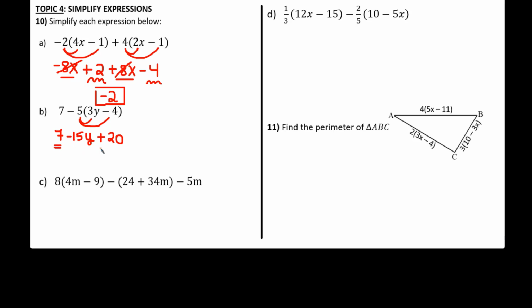We're going to combine the 7 with the 20. So that means the -15 comes down. And 7 plus 20 is 27. So there we go. There's our answer.